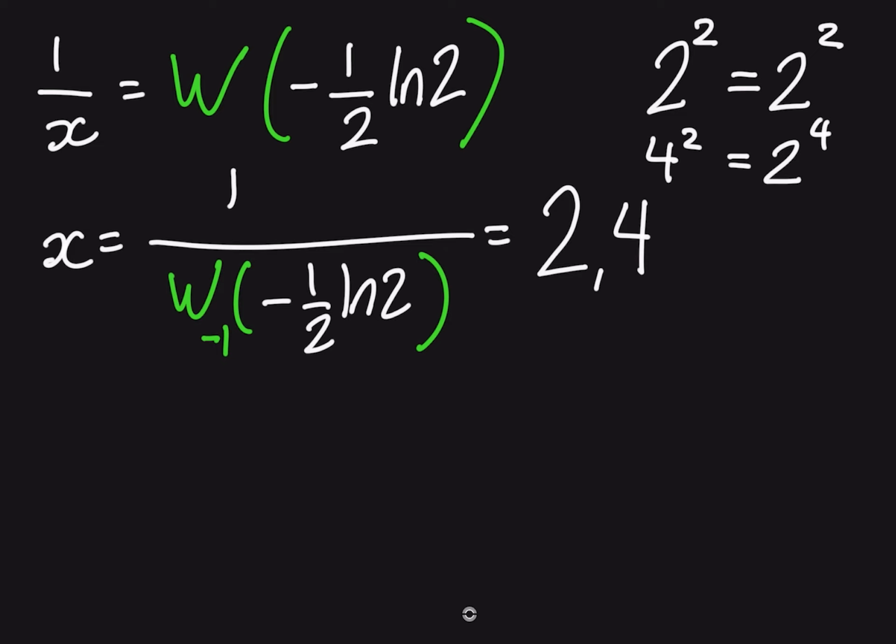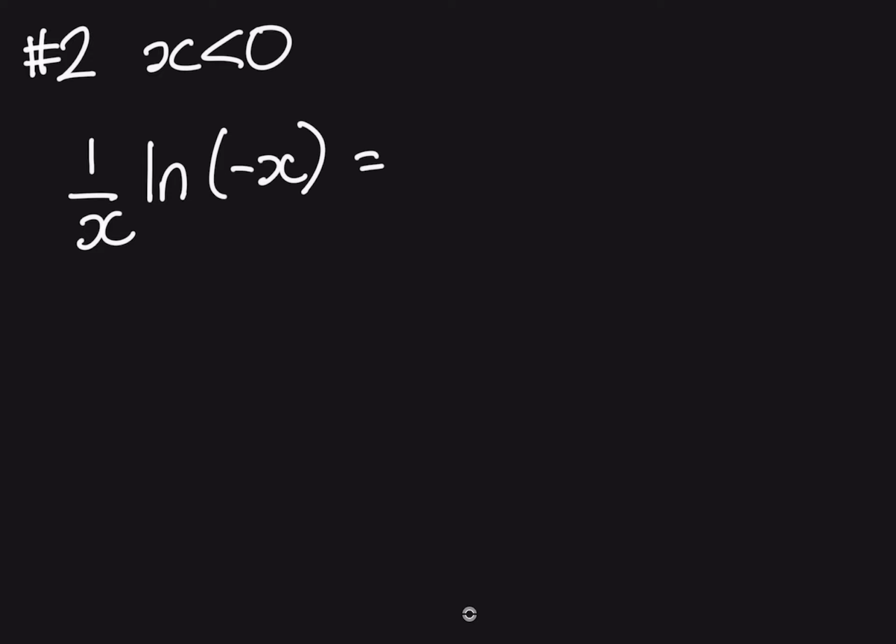However, let's not forget about our second case, when x is less than 0. When x is less than 0, what that really means is that 1 on x ln of minus x is equal to a half ln 2. So now we're going to follow the same steps as we did previously.